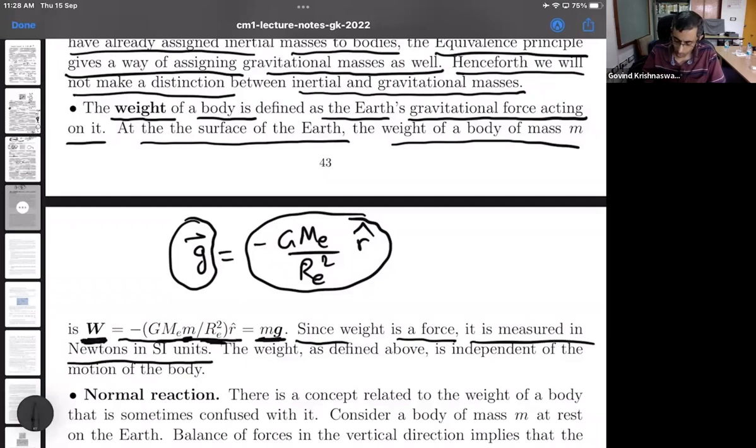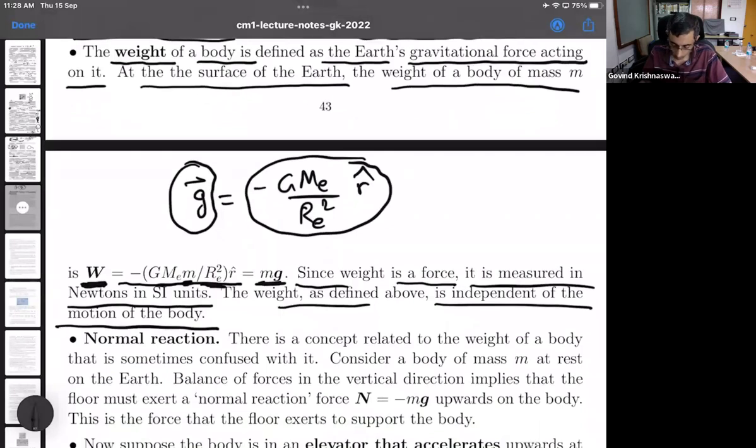And let me also emphasize that the weight as defined above is independent of the motion of the body. It doesn't matter whether this stone was being thrown or held fixed, all that doesn't matter. It doesn't even matter whether it's accelerating downwards. At any instant, it is at some location, and you can find the force that the Earth exerts on it. That is defined as its weight.